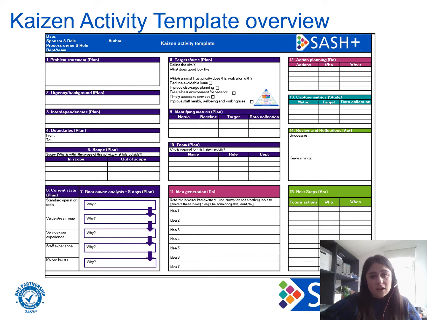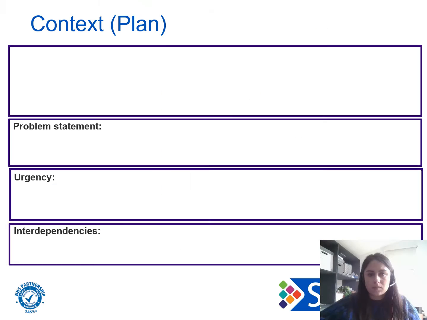Each section is color-coded to represent the different stages of the Plan, Do, Study, Act cycle, or PDSA. Now I'll break down each section. The first section is the context area, or the plan part of the PDSA cycle, and plan is coloured purple. I'm going to go through a worked example with you now.